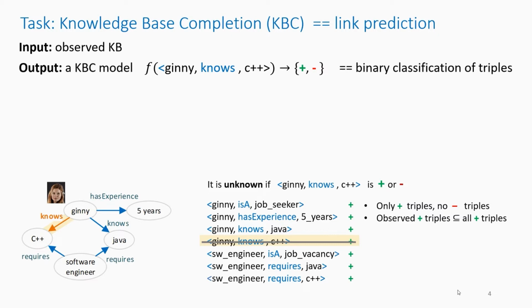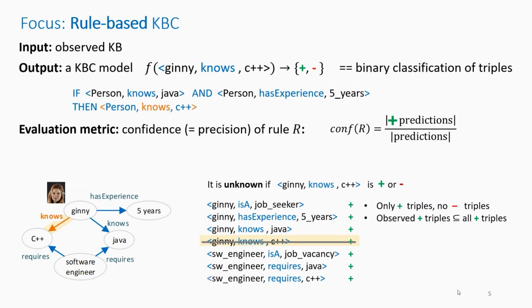We focus on rule-based knowledge base completion. So for example, a possible rule that could be learned might say that if a person knows Java and has 5 years of experience, then we predict that that person is bound to know C++ as well. The most common evaluation metric is the confidence or precision of a rule, which just counts the total number of positive predictions out of all predictions.